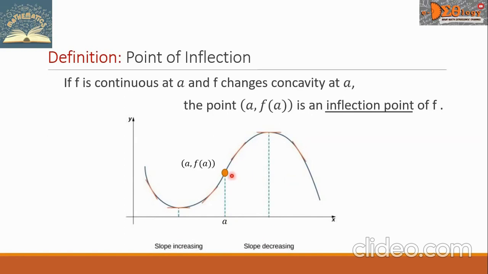Now this point with coordinates A, f of A is what we call the inflection point, because this is the point where the function changes concavity. A while ago, we saw that on this interval here, the slope is increasing or the derivative is increasing. So this is a picture of the function which is concave up on this interval. While on the right side of A, we notice that the slope or the derivative is decreasing. So on this interval, the function is concave down.